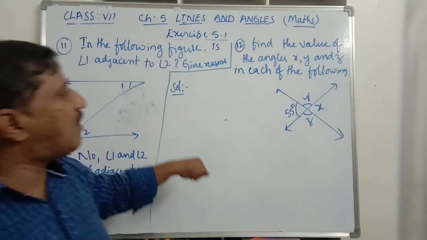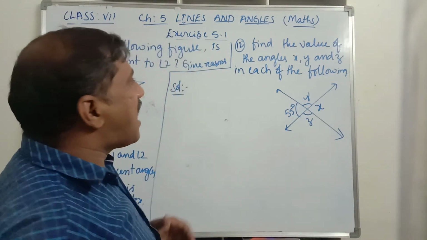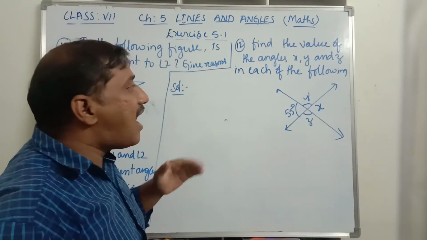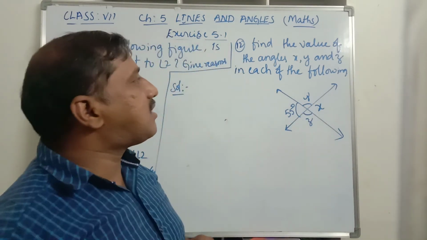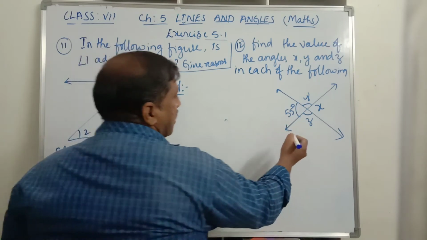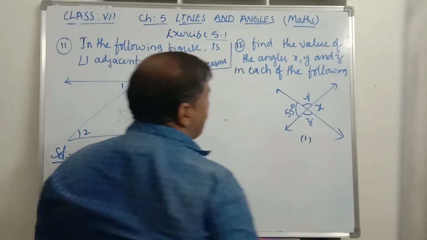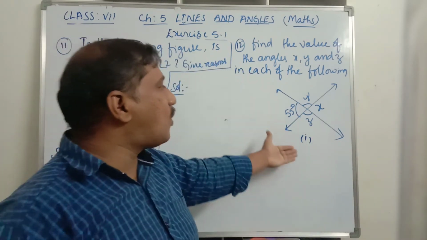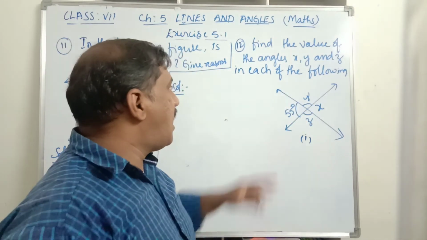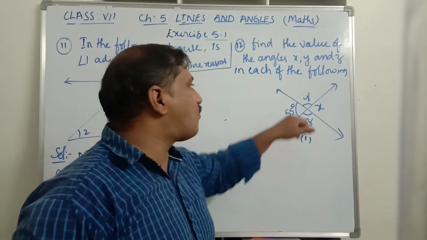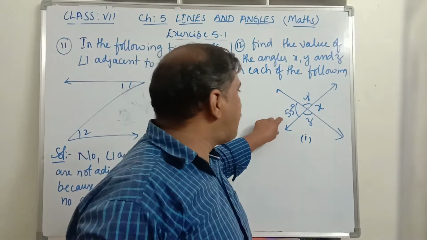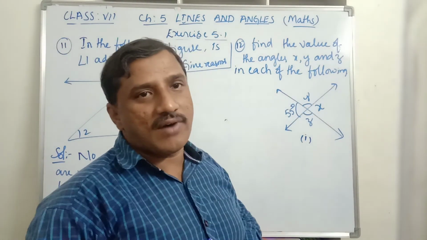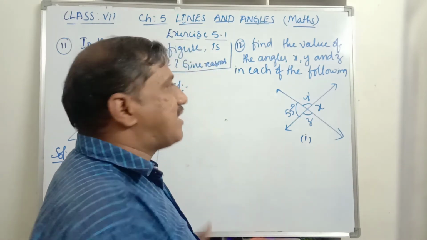Next, question number 12. Find the value of the angles X, Y and Z in each of the following. We have two questions here. This is question number 1. So we have to find the unknown angles X, Y and Z. Here two lines intersect at one point and 4 angles are formed. One angle is given, and the remaining 3 angles we have to find using the knowledge we studied.